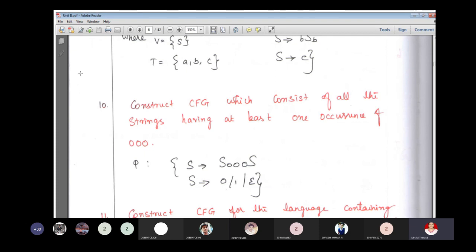Next, construct a context-free grammar which consists of all the strings having at least one occurrence of 000, that is, 3 consecutive zeros. At least one occurrence. More than that also you may have, isn't it? But in between you should have 3 consecutive zeros.